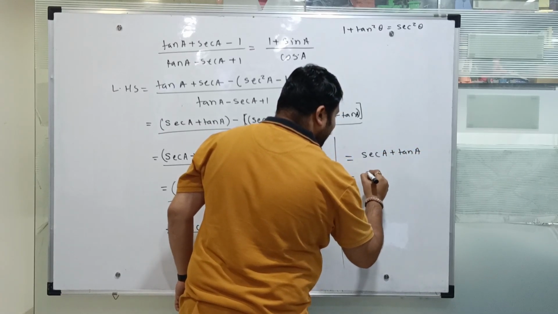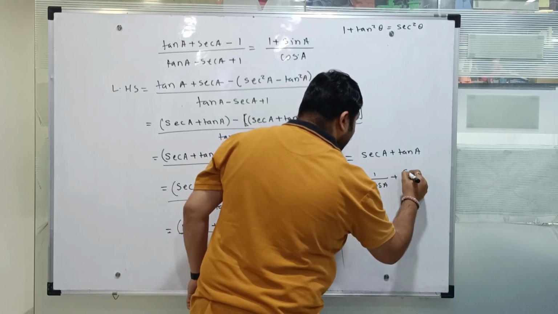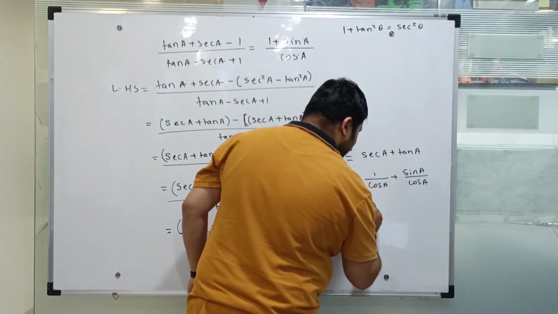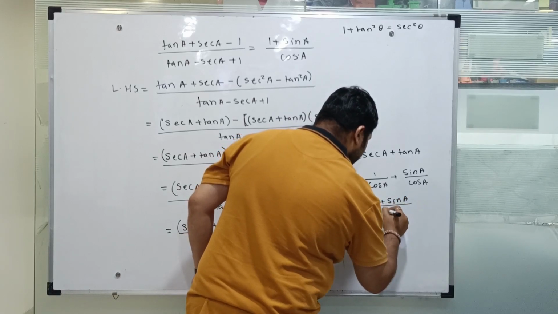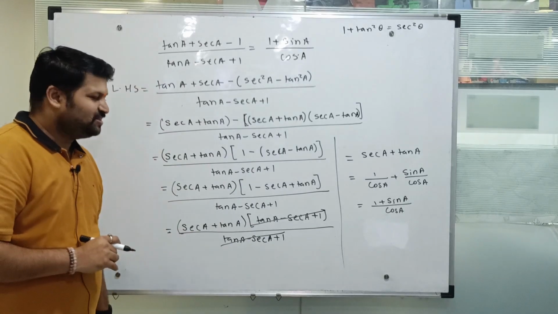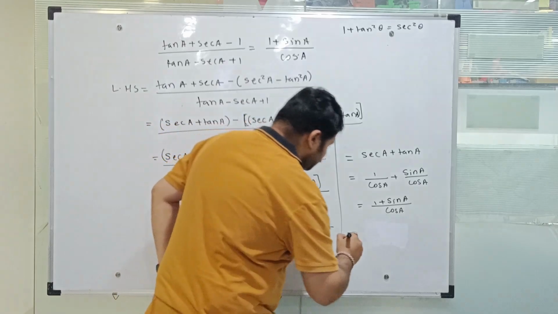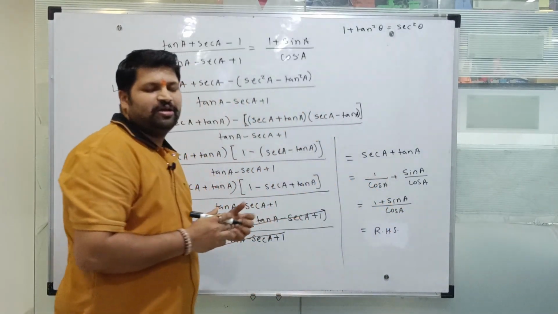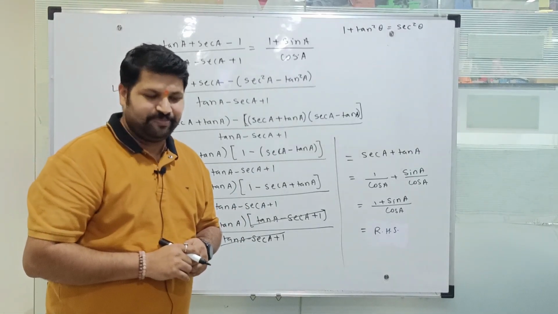But my sec A is 1 upon cos A and my tan A is sin A upon cos A, giving me 1 plus sin A upon cos A. Giving me the right hand side. So this would be equal to my RHS, and we are pretty much done with solving this sum.